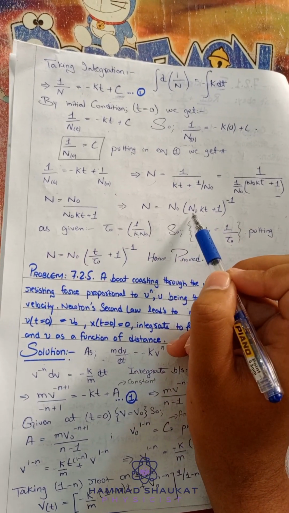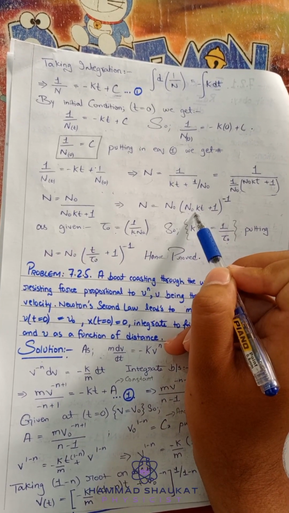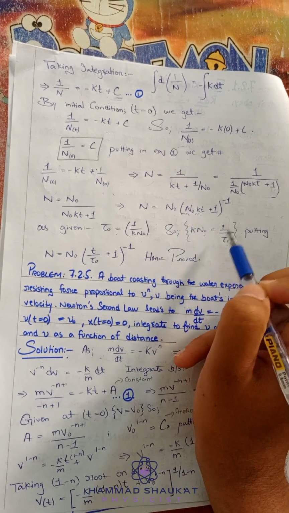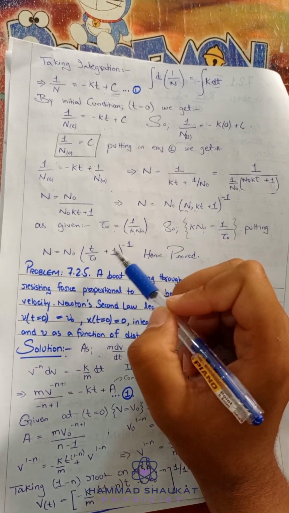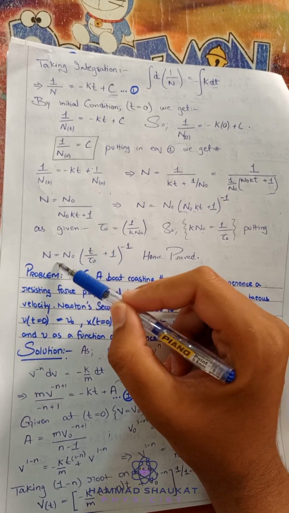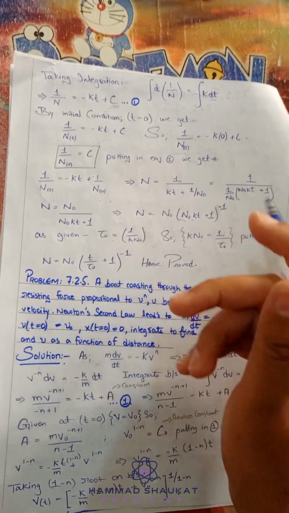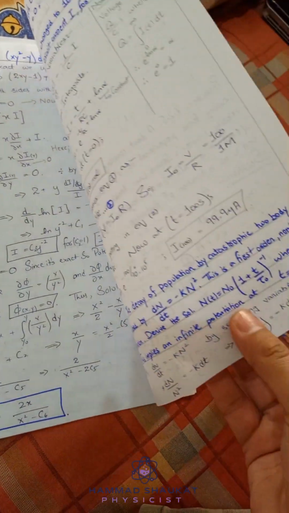Okay, so here k n naught is there, so you have to replace it by 1 by tau naught. So t by tau naught it becomes. So n equals n naught times (t by tau naught plus 1) power minus 1. So this is your final relation which you have to prove.